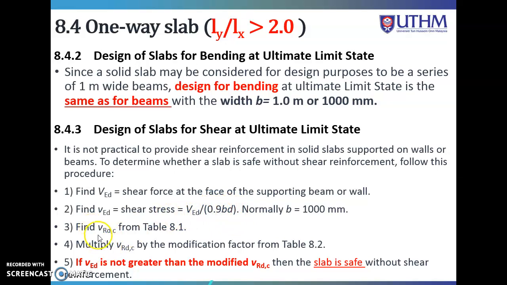Okay. So now we need to find the VRDC from table 8.1. So table 8.1. Okay, because this is focused for the slab. Okay, then we need to multiply the VRDC with the modification factor from the table 8.2. Okay, so if the VED, kita punya VED, the shear stress is not greater than the modified VRDC, then the slab is safe without shear reinforcement.